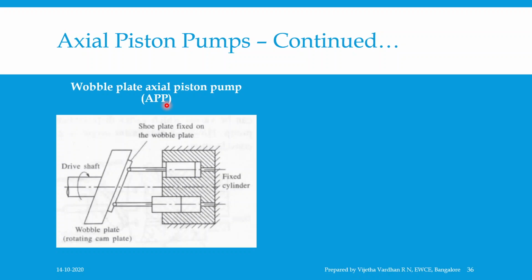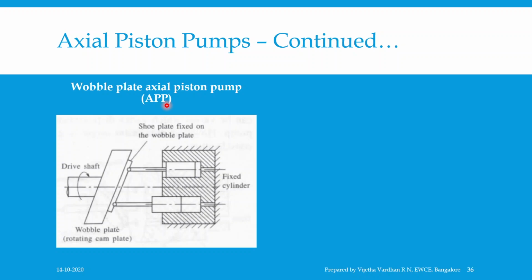The axial piston pump, and the wobble plate is connected to the driving shaft, and the cylindrical block and the shoe plate are going to be fixed in this case, but it is opposite in the previous case what we have discussed, that is called as the fixed plate. Now, how does this work?